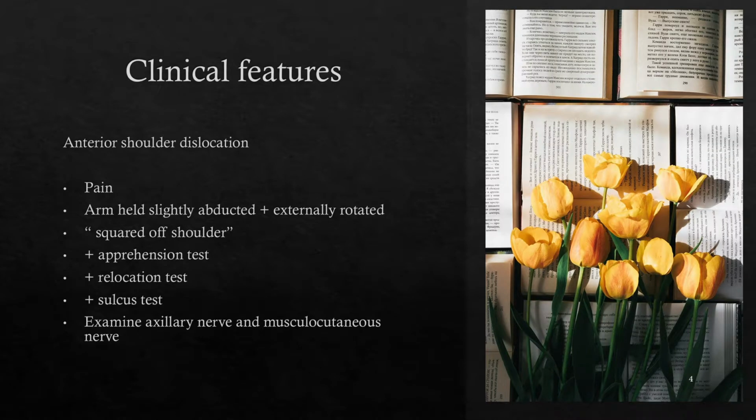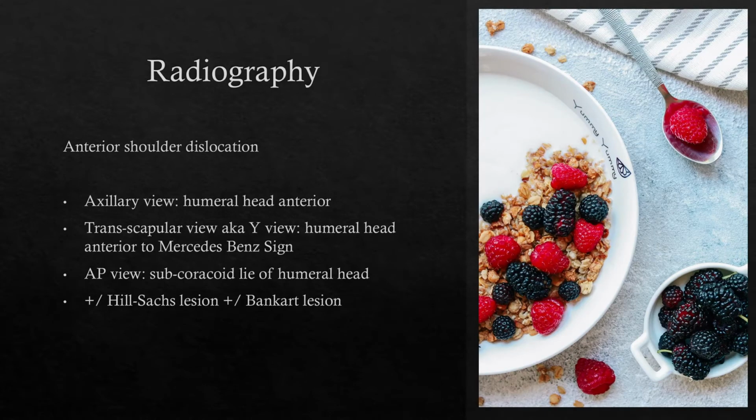The clinical features of an anterior shoulder dislocation include pain, and the arm is held slightly abducted and externally rotated. There's a squared off shoulder, positive apprehension test, positive relocation test, and a positive sulcus test. It would also be important to examine the axillary nerve and musculocutaneous nerve, as well as its blood supply.